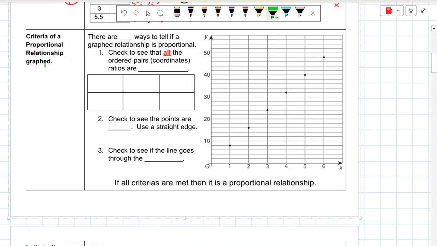Criteria of a proportional relationship graphed. All right, there are 2 ways to tell if a graphed relationship is proportional. Check to see that all the ordered pairs coordinates ratios are equivalent. This is just like yesterday or our last lesson.